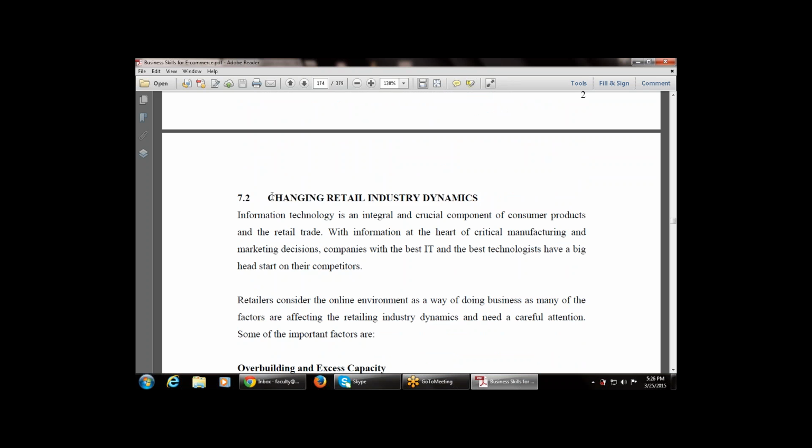Now next is changing retail industry dynamics. That is, changing from the traditional retail industry to the new trade industry, that is, e-retailing. IT, that is information technology, is an integral and crucial component of consumer products and retail trade. That is, IT is one of the crucial components that makes up a major part of the retail industry.